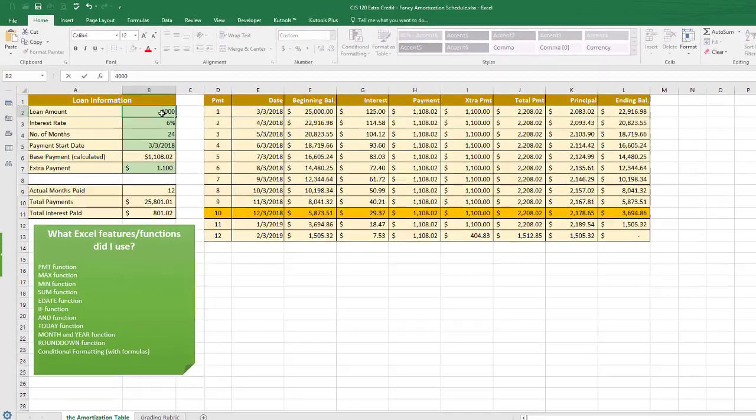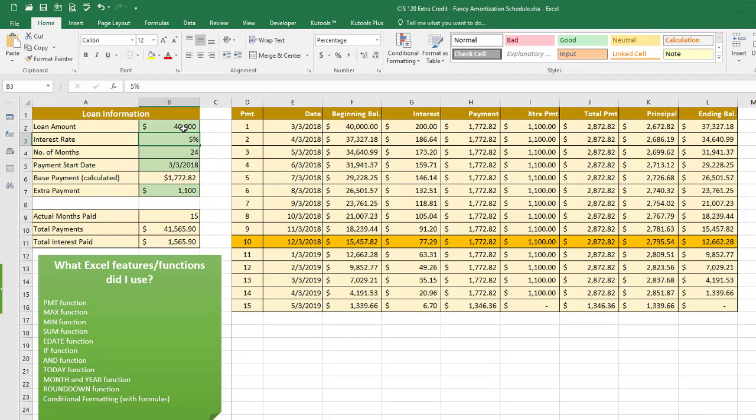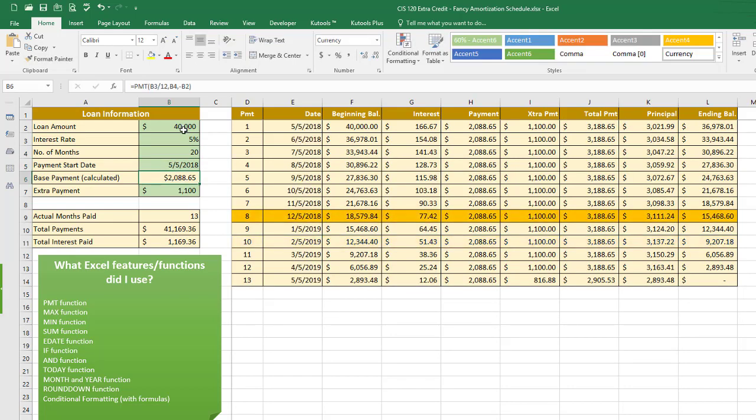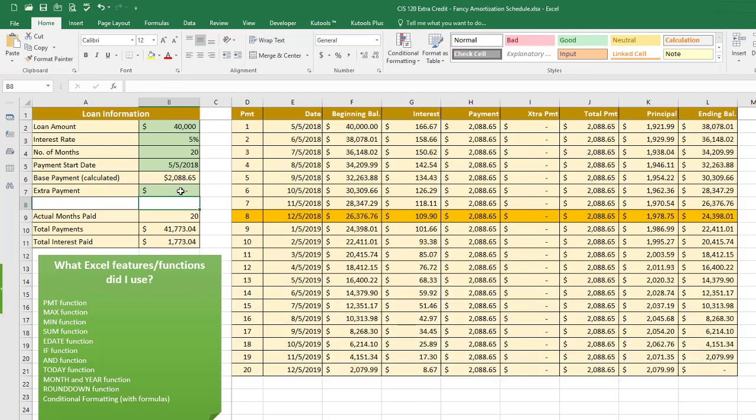So I can put in a loan amount, an interest rate, number of months, I'll put in a starting date, and the base payment will get calculated. I could choose or decide not to put in an extra payment, and everything's going to be updated over here on my amortization table. There's a number of steps involved, a number of if functions being used, so I'd like to tackle this in stages so that we can build it up for ourselves.